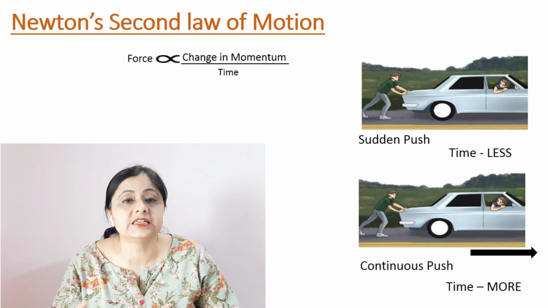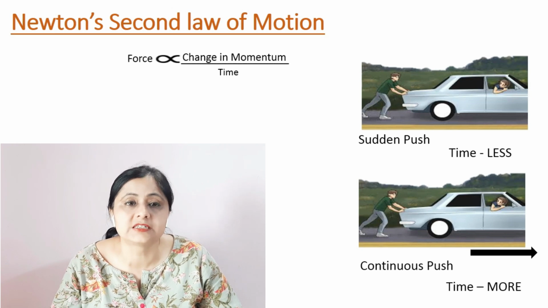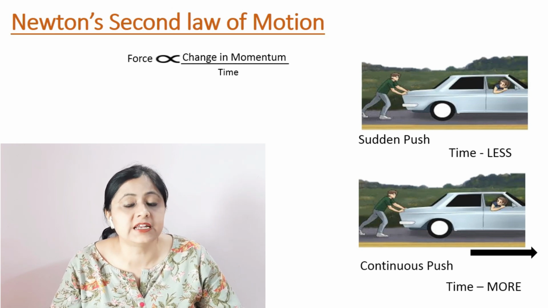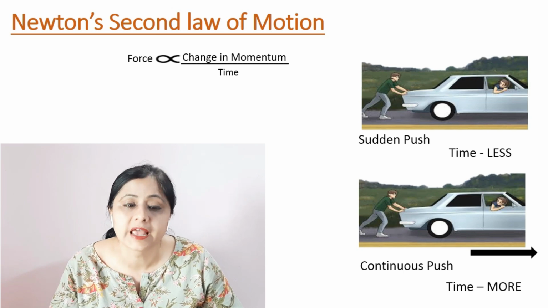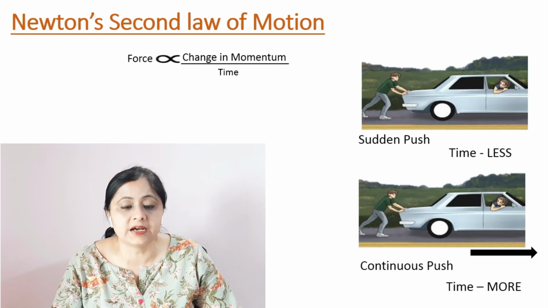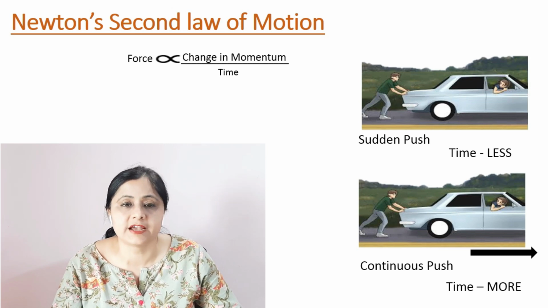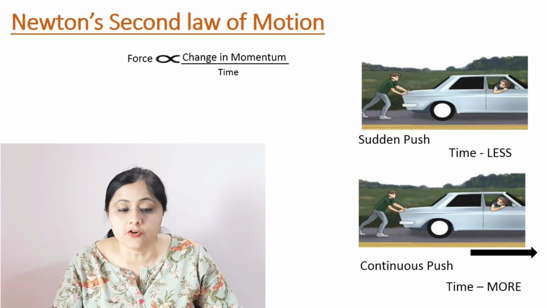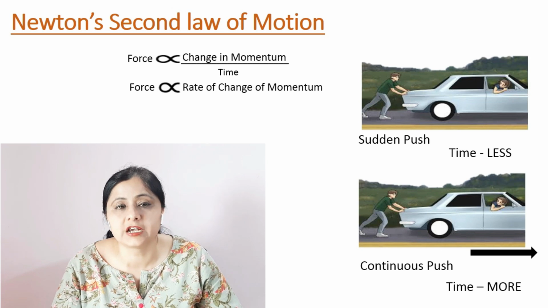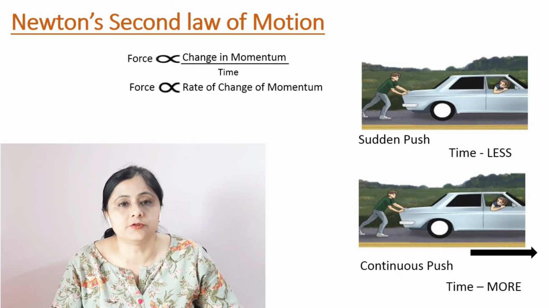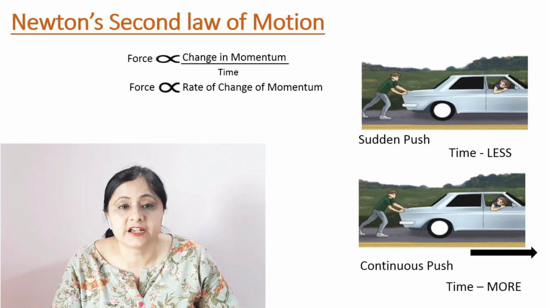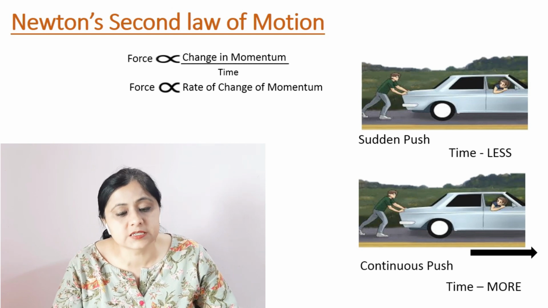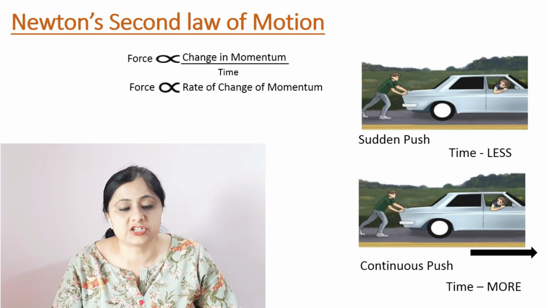And when anything is divided by time, what is this called? This is called rate. Like you have studied in acceleration, change in velocity divided by time. What is the rate of change of velocity called? Acceleration. In the same manner, when change in momentum is divided by time, this is called rate of change of momentum. So force is directly proportional to rate of change of momentum. This is Newton's second law. A very easy definition. If you understand this formula, you can make the definition yourself.